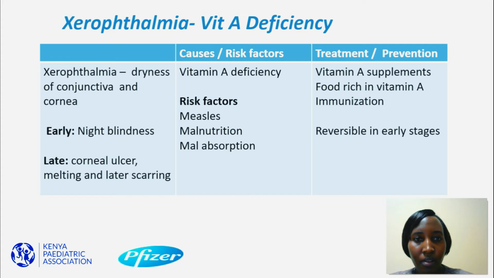Treatment involves treating the cause, that is the deficiency, with supplements and food rich in vitamin A. Immunization, especially against measles, is very important. Initially, when there is night blindness and the dryness, treatment can result in reversing of the symptoms, but when this is not done in time, then you get the complications of melting of the cornea and the scarring.